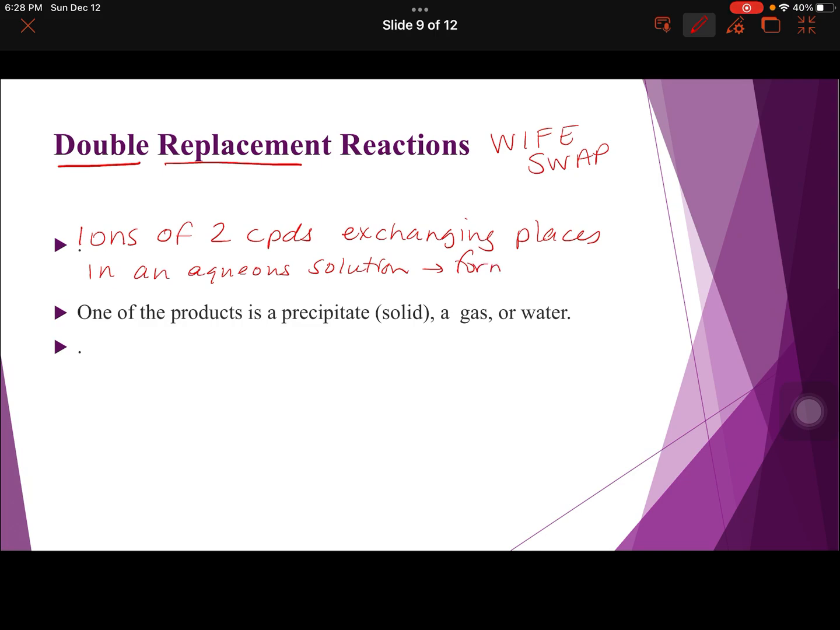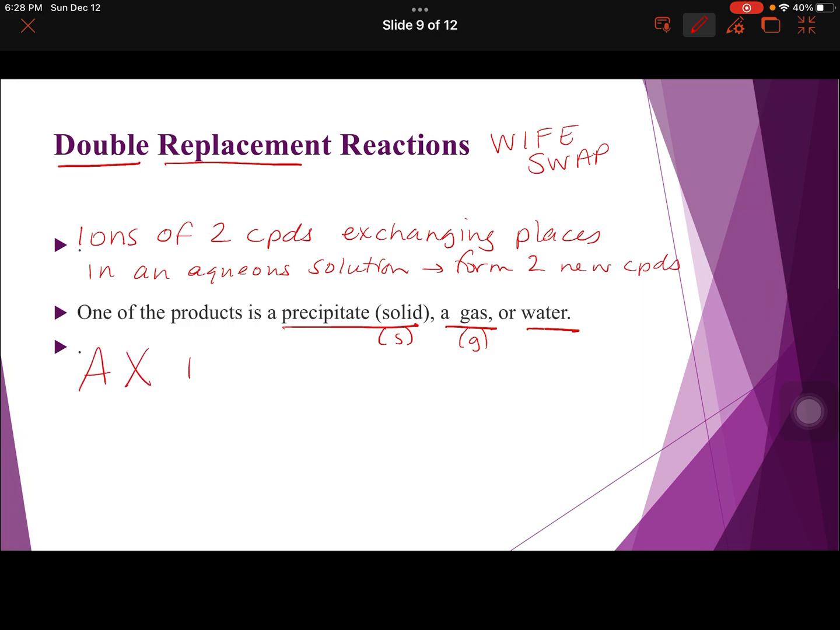And they will form two new compounds. One of the products would be a precipitate, which is a solid, or a gas, or water. And it would show you that in the symbols. So it would say S or G, or water would actually be a product in it.